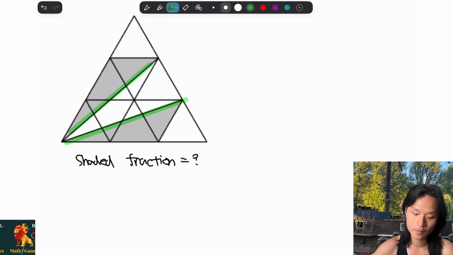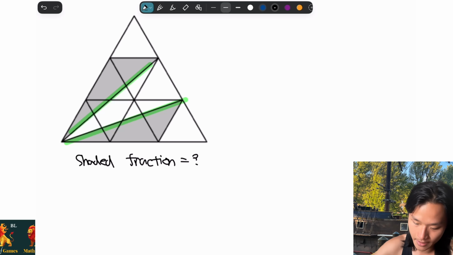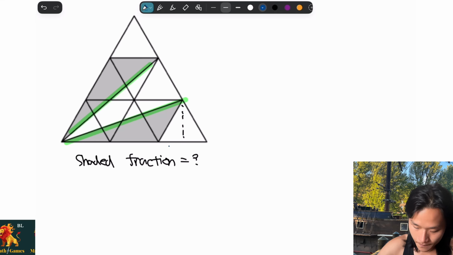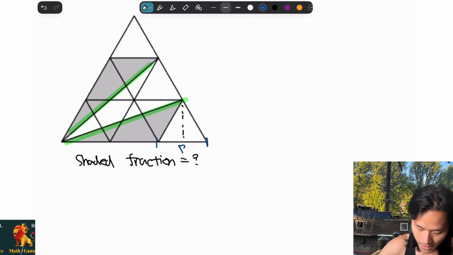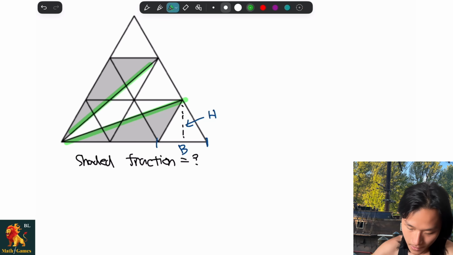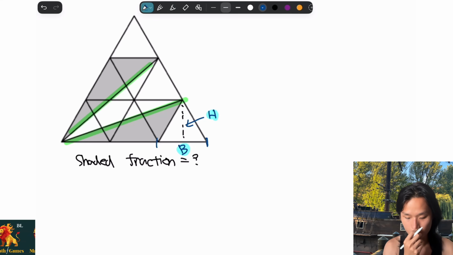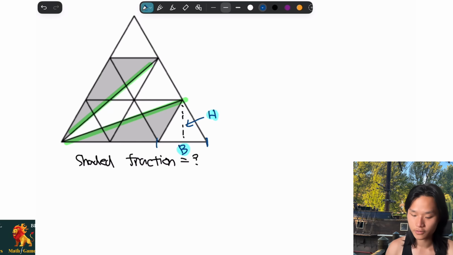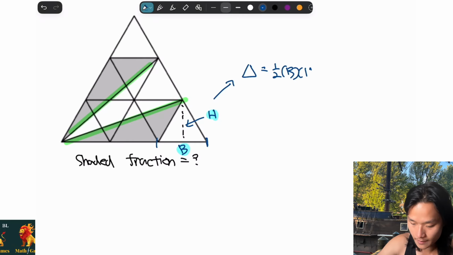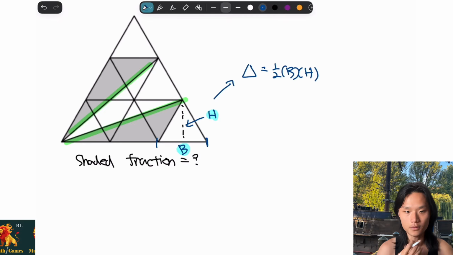So the way I approached this was to assign some lengths to the diagram. Let's say that for one triangle, the base is B and the height is H, okay? So we have the height and the base. So for one small equilateral triangle, the area must be half times base times height. So half BH.